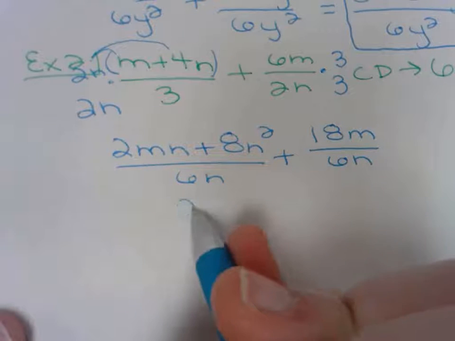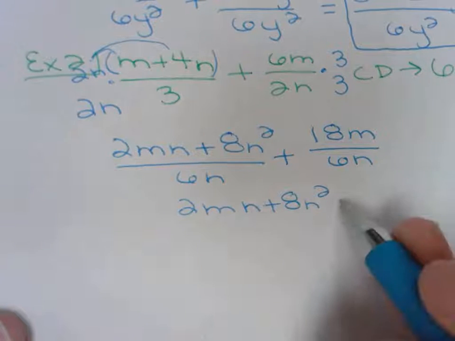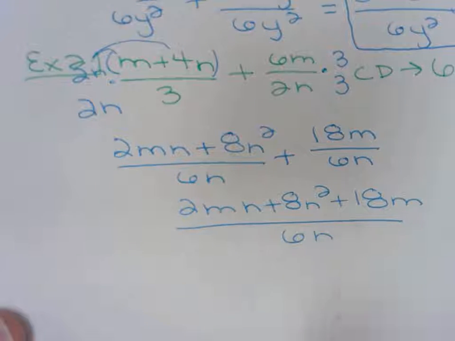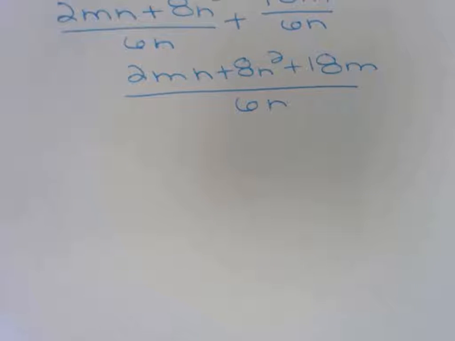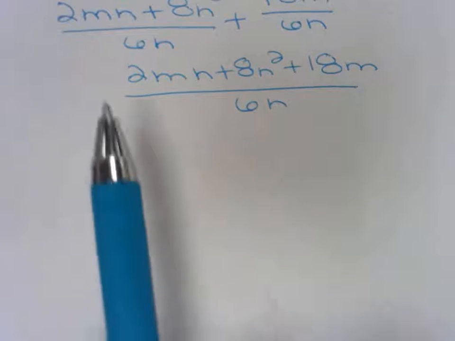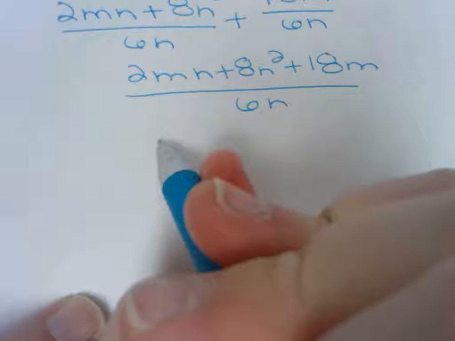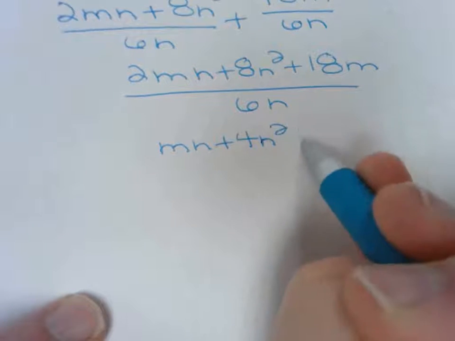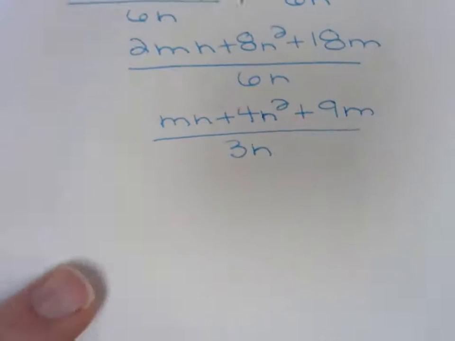When I add them together, I can't really combine anything, so it just stays 2mn plus 8n squared plus 18m over 6n. Now look at your coefficients. Is there anything I can take all my coefficients and divide by? 2. So take all your coefficients and divide by 2. This will leave me 1mn plus 4n squared plus 9m over 3n. So that's kind of what I mean when I'm reducing.